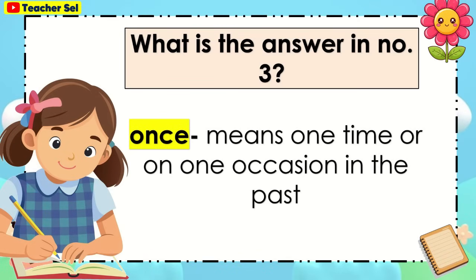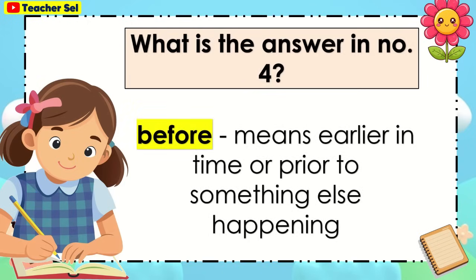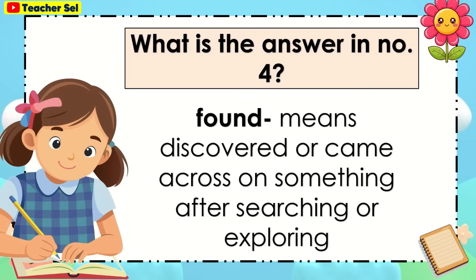What is the answer in number 3? Once means one time or on one occasion in the past. What is the answer in number 4? Before means earlier in time or prior to something else happening. Found means discovered or came across on something after searching or exploring.